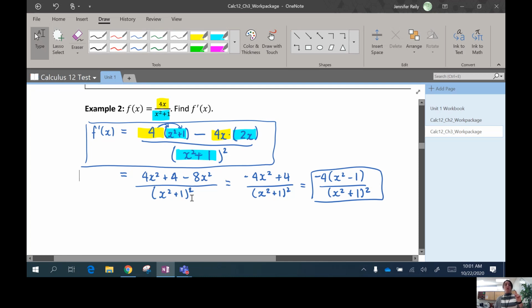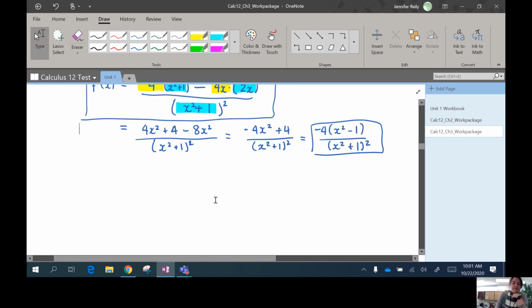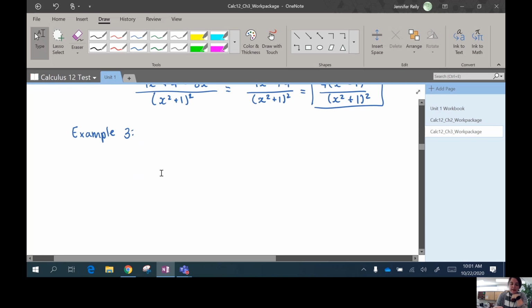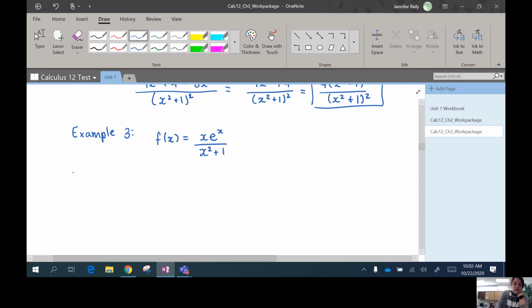However, I want to do one more example where we combine both the product and quotient rules, because sometimes you have to apply more than one rule to do the derivative. So I'm going to call this example 3. And in this example, e to the x is going to be involved again. So in the numerator, I'm going to have x e to the x, and in the denominator, I'm going to have x squared plus 1 again. Okay, so if you want, you could pause the video here and try and do the derivative.